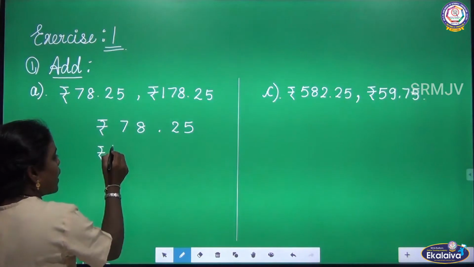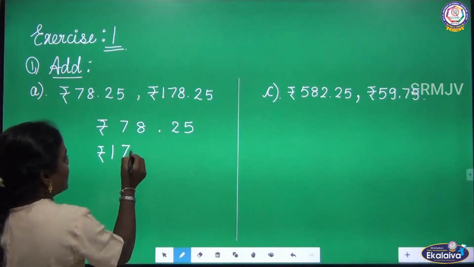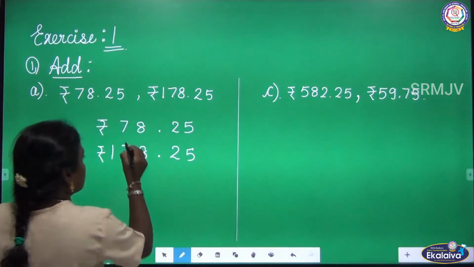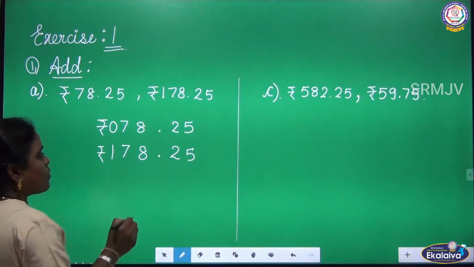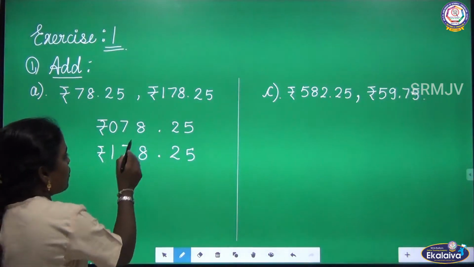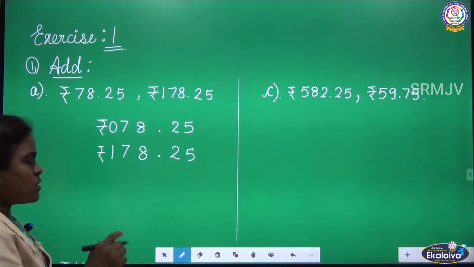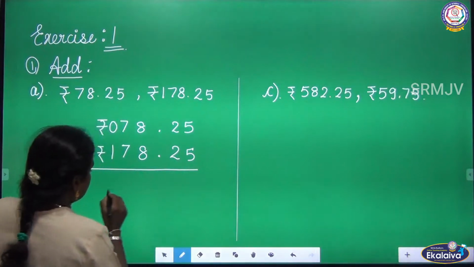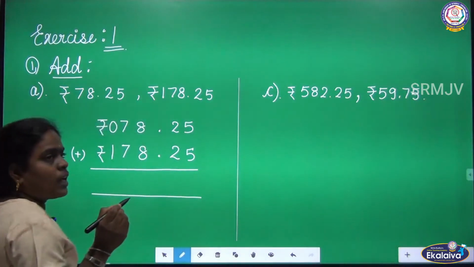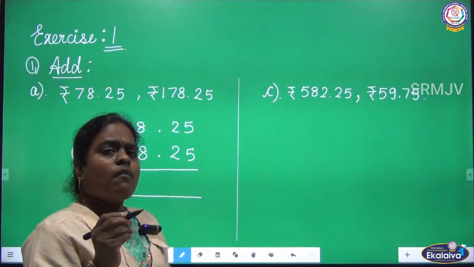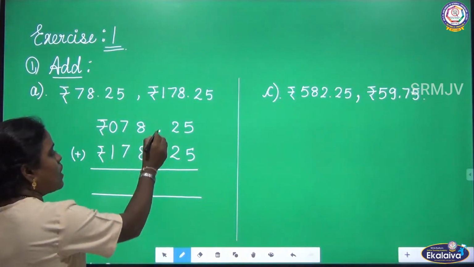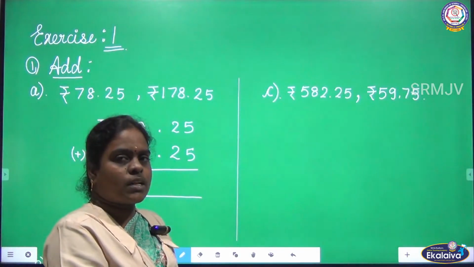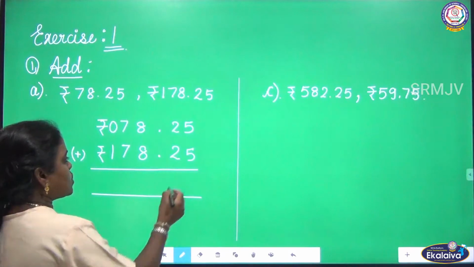So here I am going to write 178 and 25 paise. So here I am going to write 0 to avoid the confusion. So now I have 3 digits in both the terms. Now I am going to add the amount. So addition in the normal way we are going to do. Only the difference is here we have the decimal point and the rupee symbol. Otherwise the addition is in the normal way we are going to do.